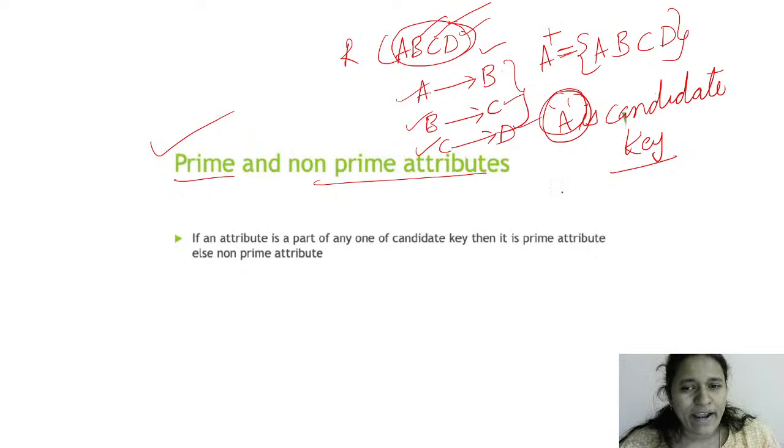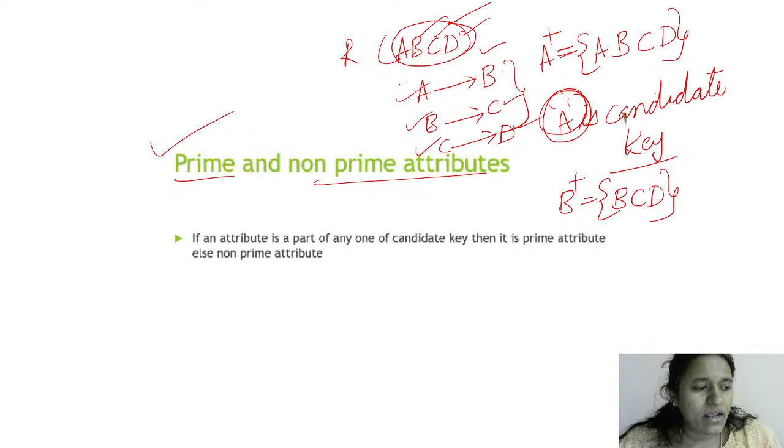Now we will try to find the B closure. Are we getting all the attributes of the relation or not? We will see. From B closure we get B. From B we determine C. From C we can determine D, right? But except B, C, D we are not getting anything. We are not getting attribute A from the B closure. That means B cannot be a candidate key.